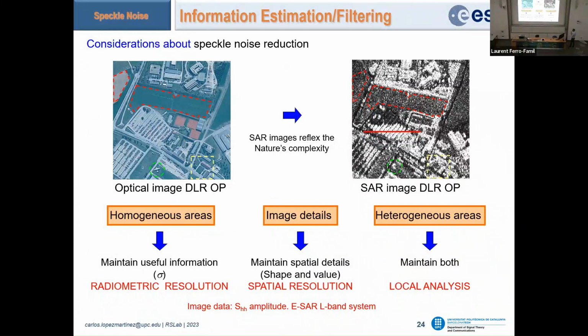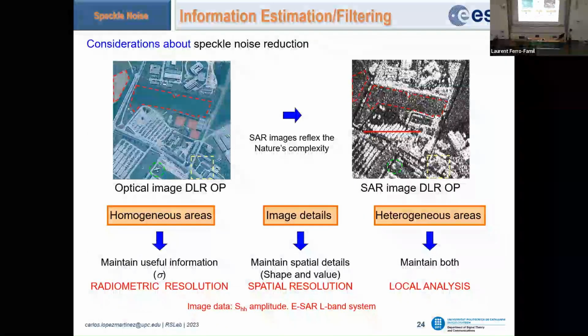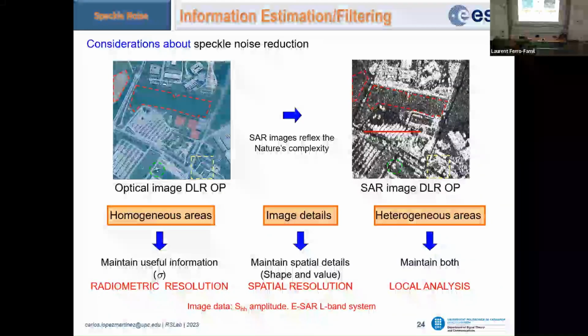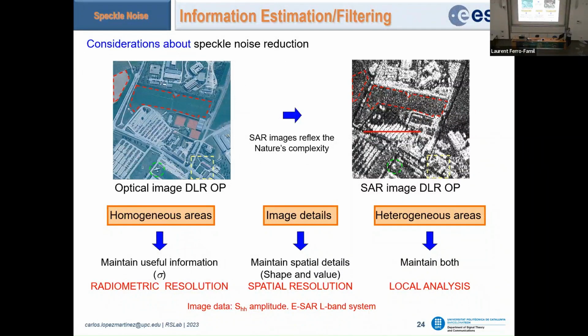So how do we do that? In the case of homogeneous areas, our objective is to maintain the radiometric resolution, to estimate the mean value. In the case of point targets, as all the information is contained in the pixel, what we want to maintain is the resolution of the pixel. We don't want to lose that resolution.